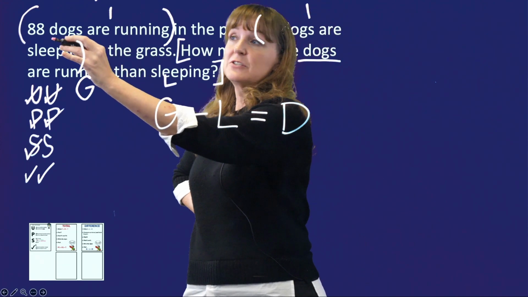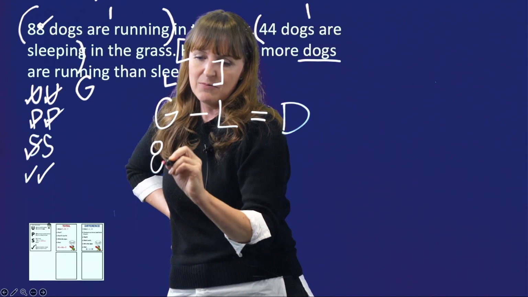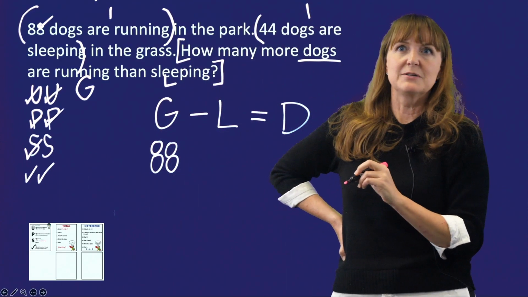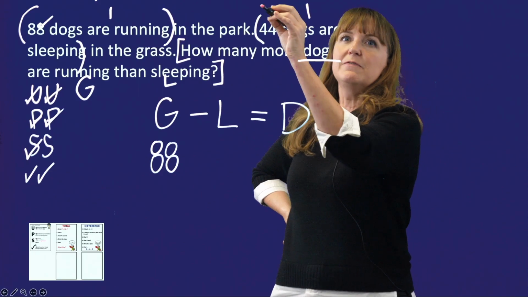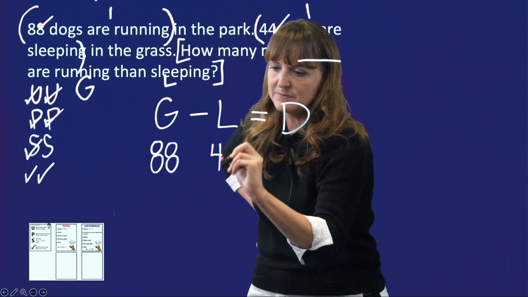So 88 dogs are running. 88, I like to check that off so I don't get distracted by it again. We already decided that the running dogs were the greater amount. And then I know that 44 dogs are the lesser amount. That's the sleeping dogs.